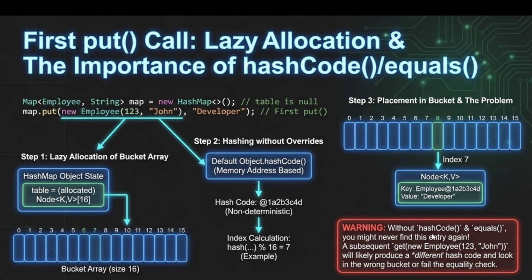Warning: without the hashCode and equals methods, you might never find the entry again. A subsequent get of the data will likely produce a different hash code. Obviously, we'll get a different hash code. We will see this now in a practical example.